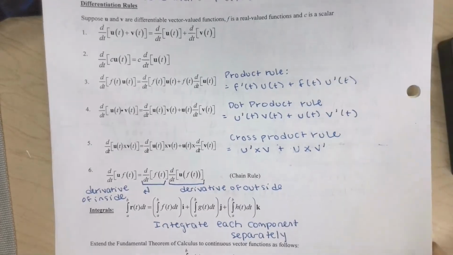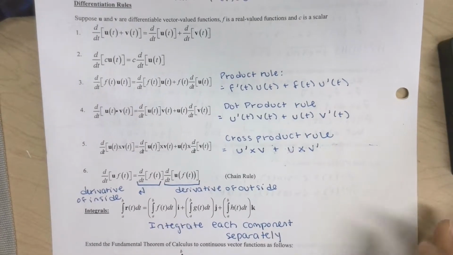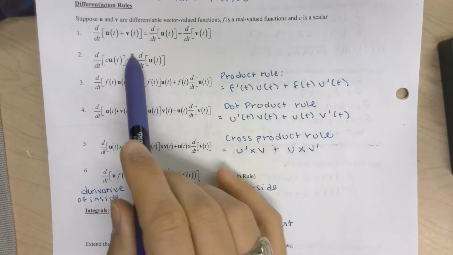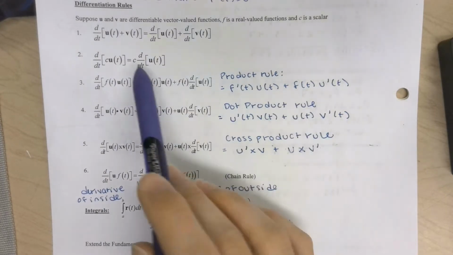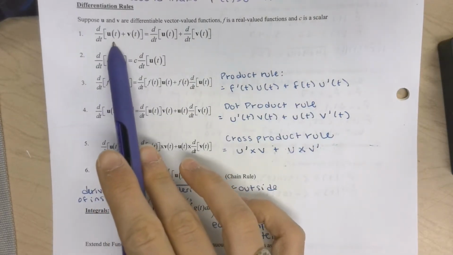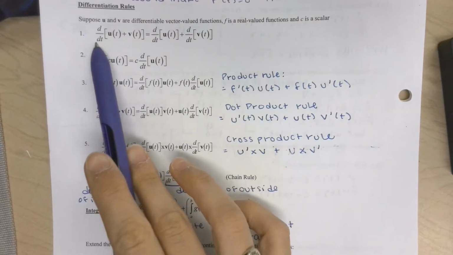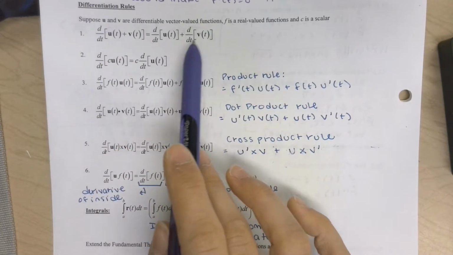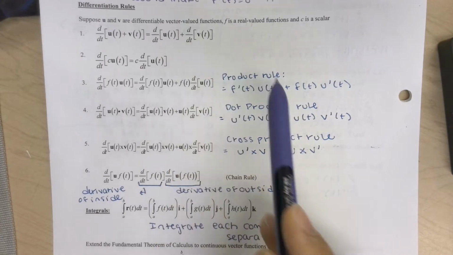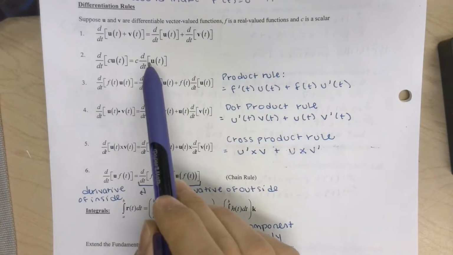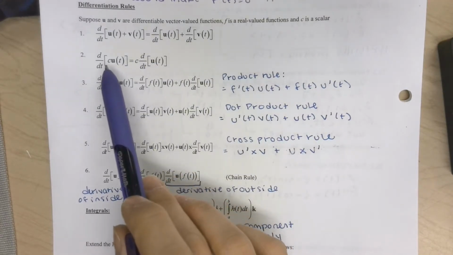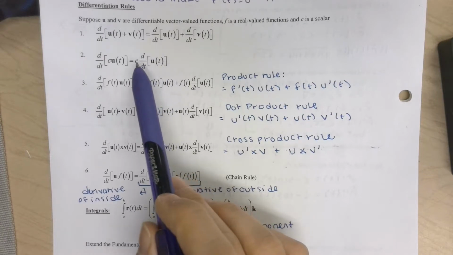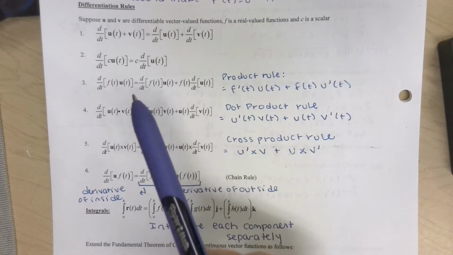Some differentiation rules I want to point out. A lot of these are not different, but a couple are worth just mentioning. So here in this first line, I've got u and v are vectors, and if I take the derivative of their sum, I could also take the derivative of them separately and then add them together. Here in this rule, we've got that rule that we're familiar with. If c is a constant, we are also allowed to factor it out before it gets multiplied by the derivative.